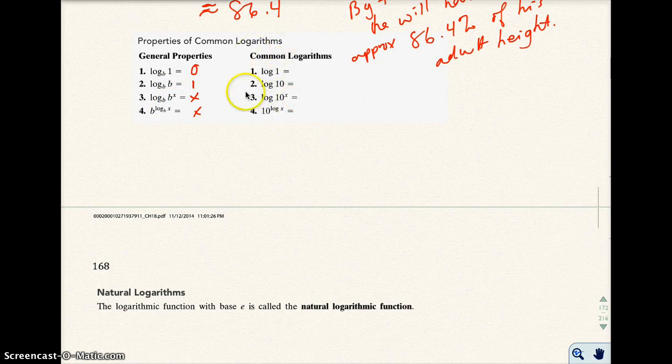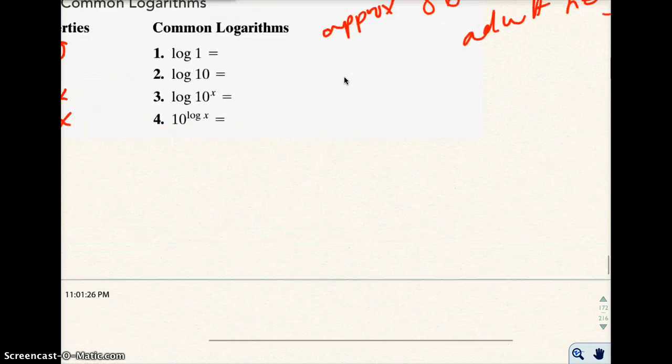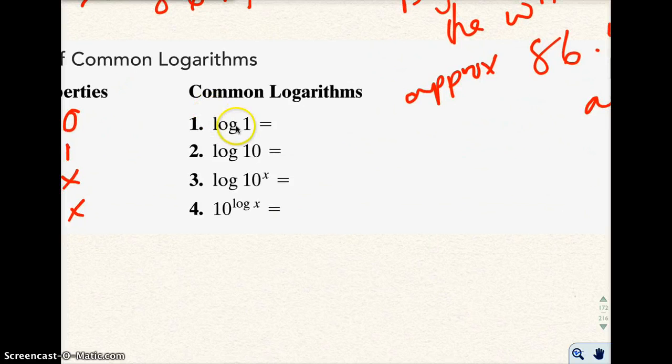Now, if I have the common logarithm, the only difference between what I did there and here is I don't have a base written. If I don't have a base written, it's assumed to be 10. So here again, log of 1 is going to be base 10. 10 to what exponent will give me 1 back? That's 0. 10 to what exponent will give me 10 back? I need a 1.